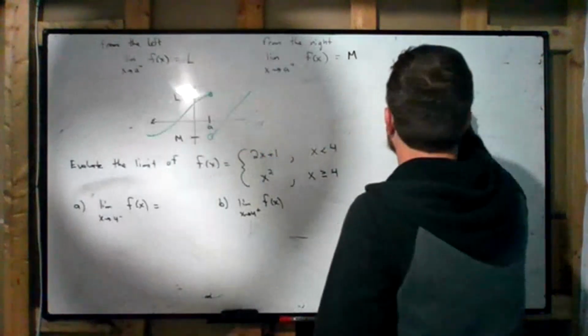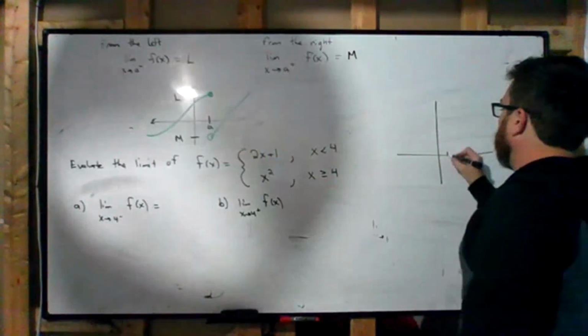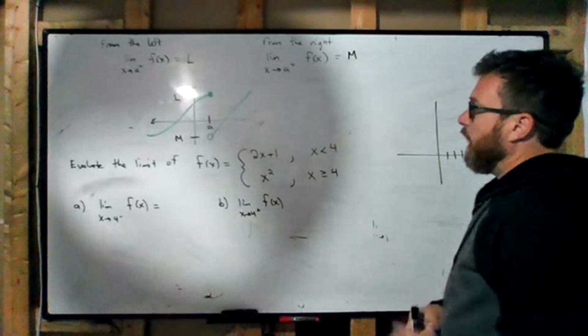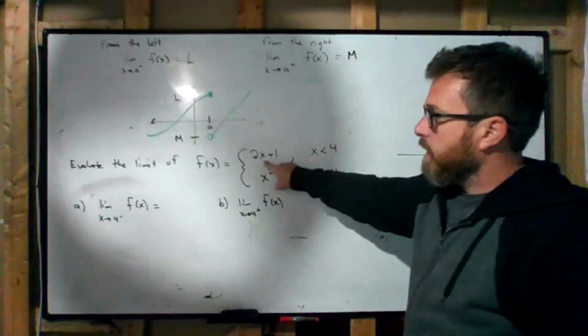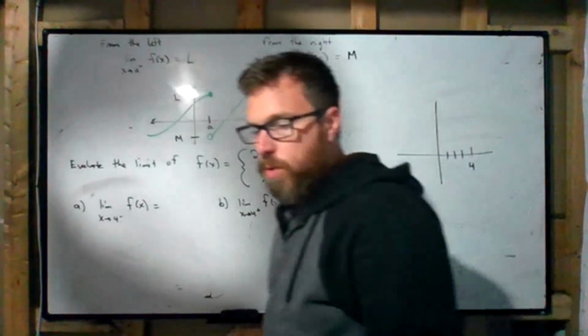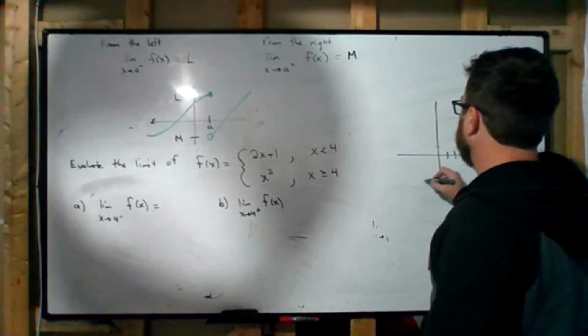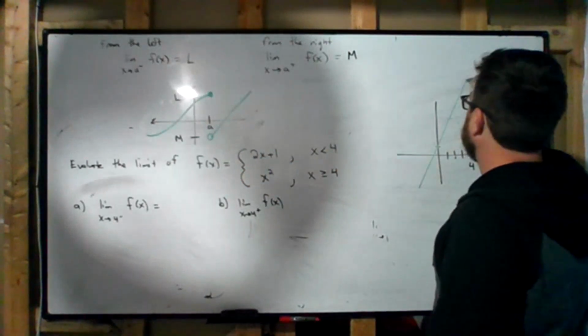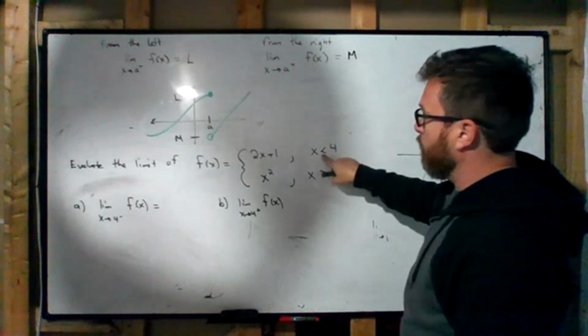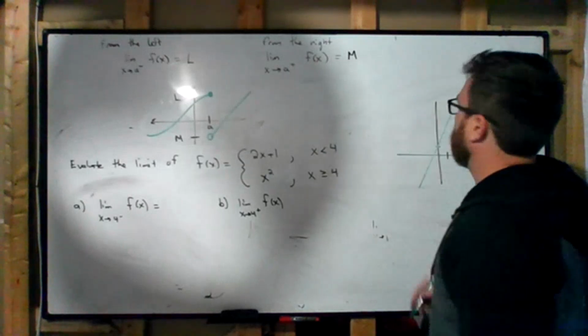Well, I can draw you kind of a picture of what this thing looks like. 1, 2, 3, 4. I know if I'm below 4, it's going to be this line. It's going to have a slope of 2 and a y-intercept of 1. So it's going to look something like this, right? And I can see it's open at 4, so it's going to be an open circle at 4.